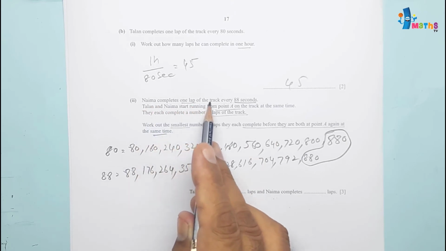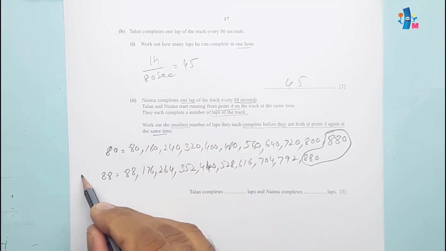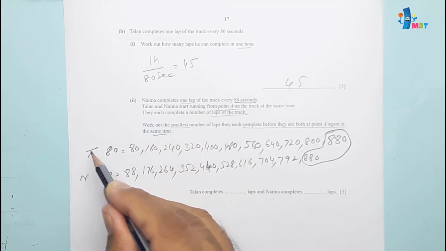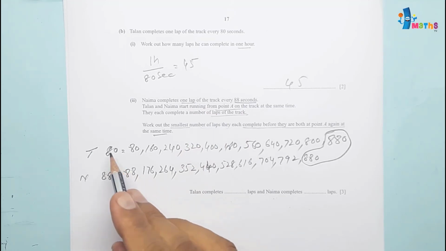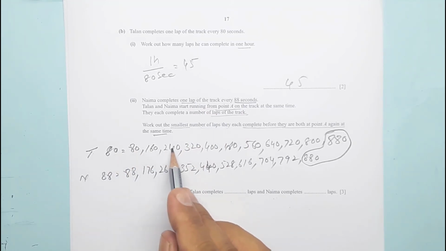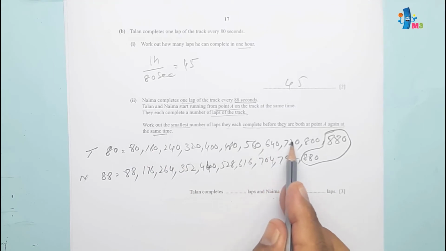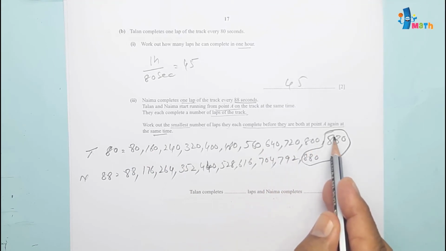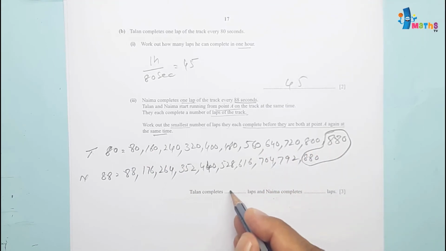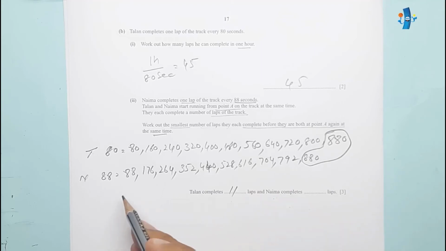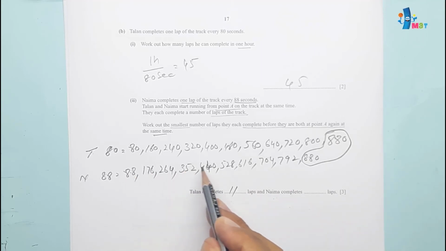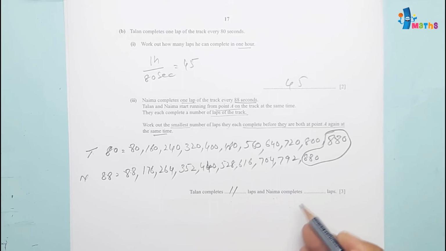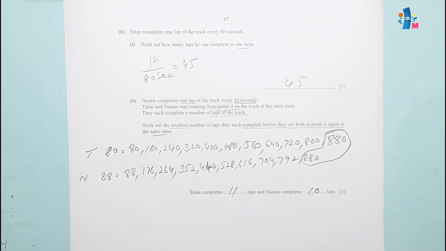Naima completes 1 lap in 88. So this is for Naima, this is for Tala. So this will be 1, 2, 3, 4, 5, 6, 7, 8, 9, 10, 11. 11 laps for Tala, so 11. And for this one, 1, 2, 3, 4, 5, 6, 7, 8, 9, 10. So this will be 10 laps for Naima.